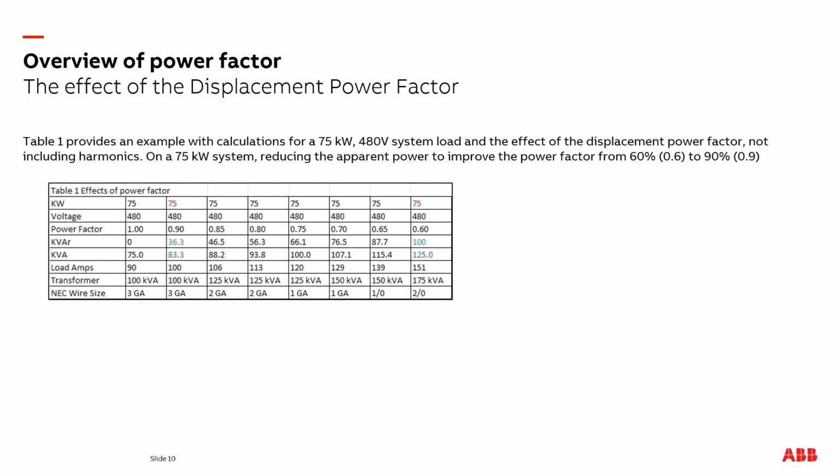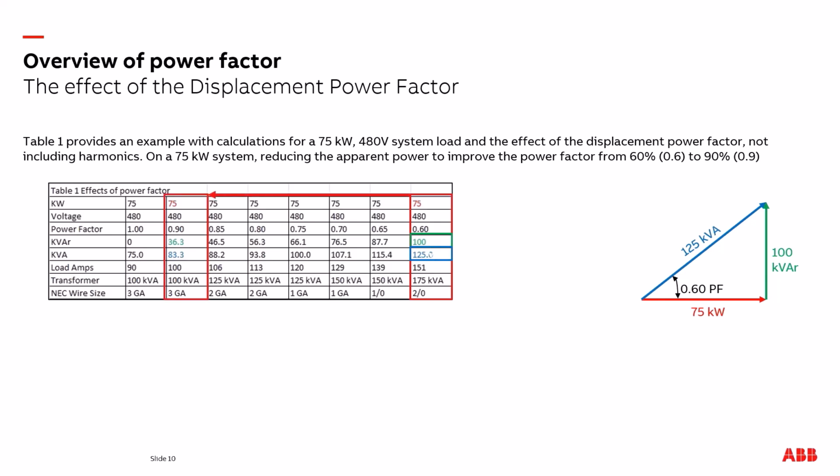This is an example of a 75 kilowatt system, and we're looking at improving the power factor from a 0.6, 60%, to a 0.9, 90%. Looking at 75 kilowatts and a 0.6 power factor, we can build up our displacement power factor triangle. We have 75 kilowatts in red. We have a 0.6 power factor. This is going to give us 100 kVAR, creating our new displacement power factor at 125 kVA.